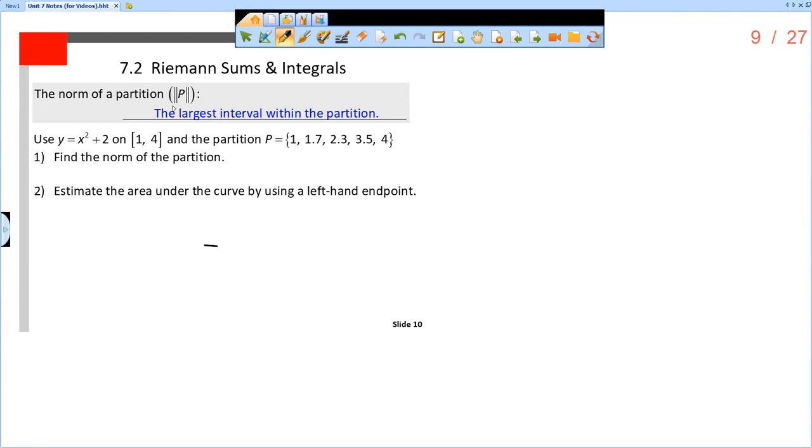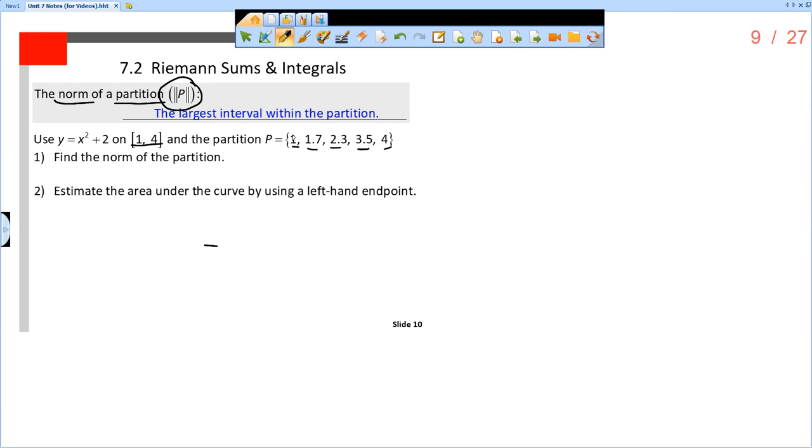All right, so first thing we're talking about is a partition. A partition is just a division of a particular interval. So we have this interval from 1 to 4, and we've created this partition, which is basically just dividing the interval up. Now the norm of the partition, which is given by this symbol, it looks like absolute value, but it's two bars on each side of this P, and that refers to the largest interval within the partition.